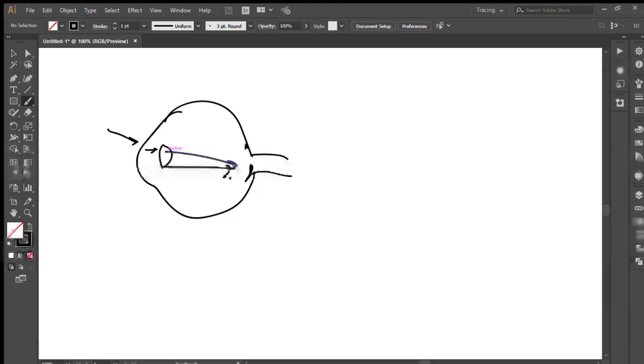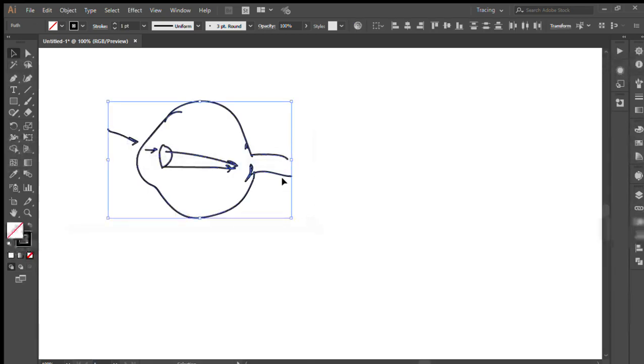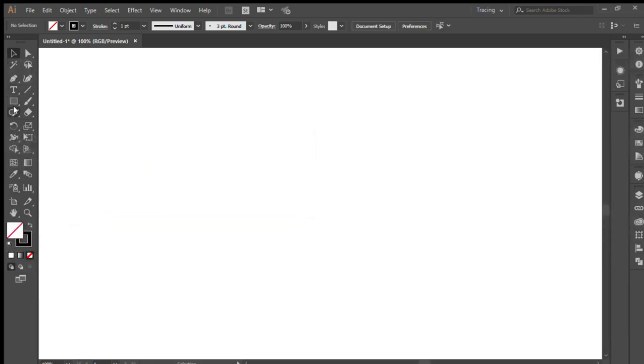Okay, so how we perceive color. Let's try a little experiment. We can actually do this experiment on here. Let's make a bright red. Don't care about the stroke. Okay, so let's draw a box.